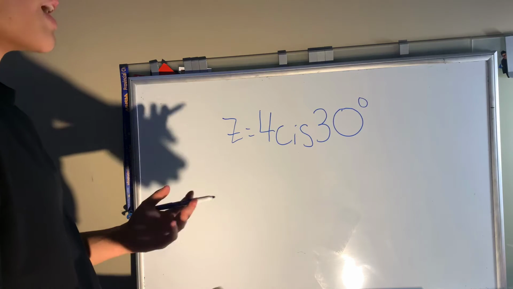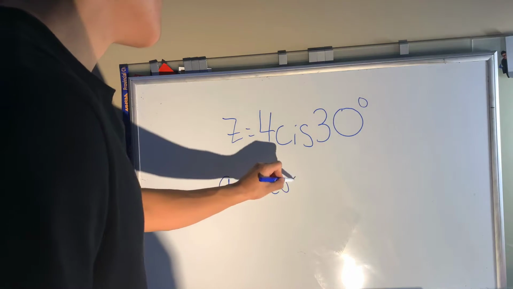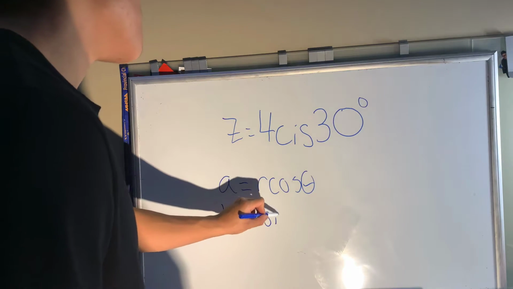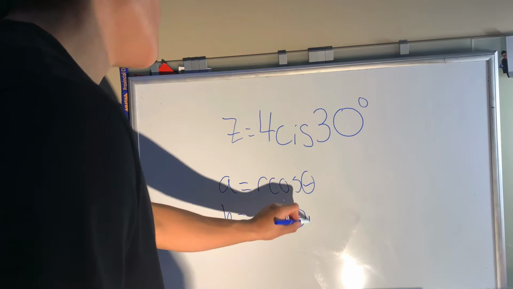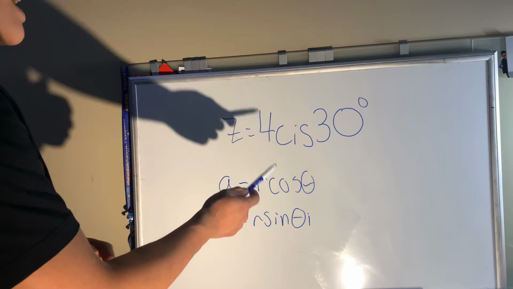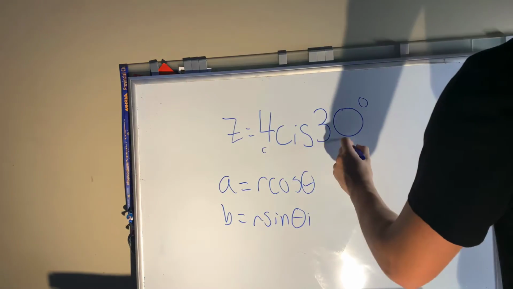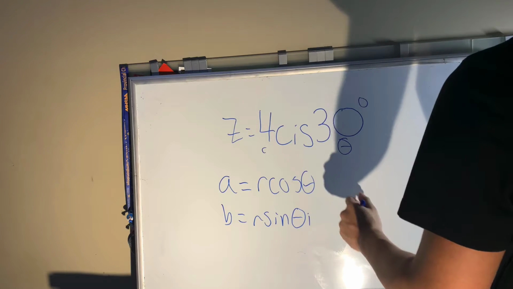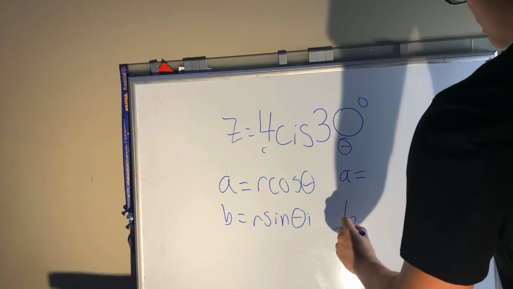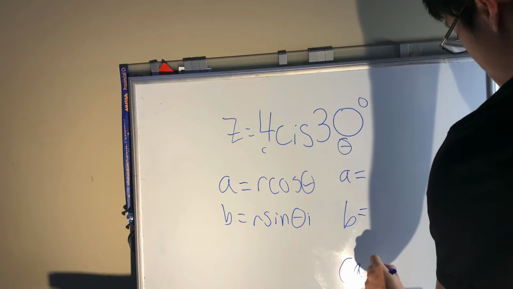If we were to expand it a little bit, we would have a equals r cos theta and b equaling r sin theta i. This is because cis contains cos and i sin. Therefore, we know this is r and theta. We could just plug it into a and b to have our end result of a plus bi.